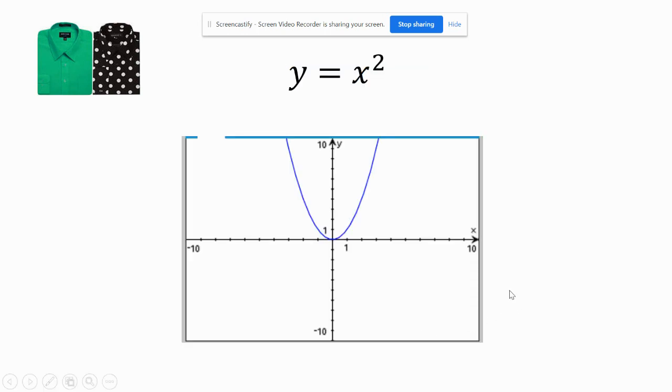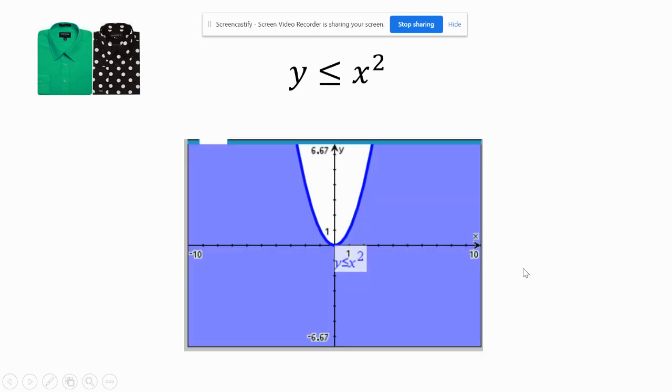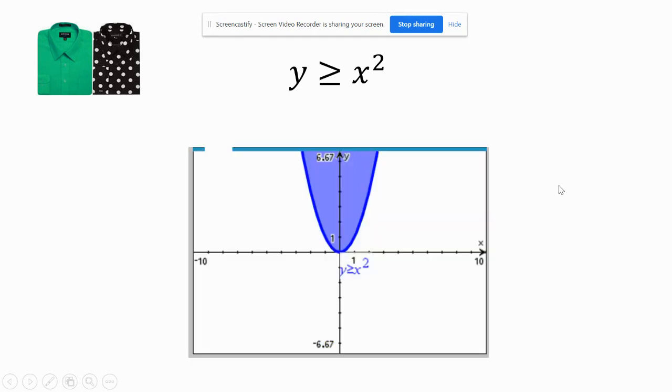So y equals x squared is this graph right here. And this would be the graph of y less than or equal to x squared. The way I like to think of it is, if I was standing right here on the y-axis, I'm looking for y values that are smaller. Well, smaller would indicate below, that's why it's shaded below the line here. And because it has a bar underneath of it, I see a solid line for my parabola.